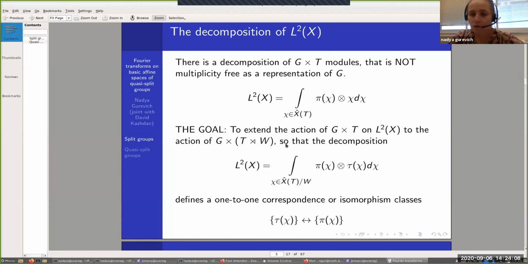They are both reducible. They both enjoy this property that they are equivalent whenever we take characters in the same Weyl orbit. And this defines a one-to-one correspondence of isomorphism classes of representations of G relevant to this decomposition and representations of T times W.